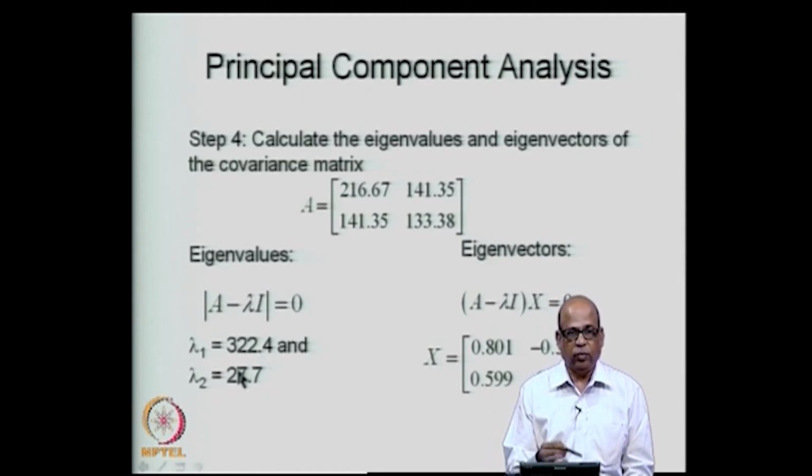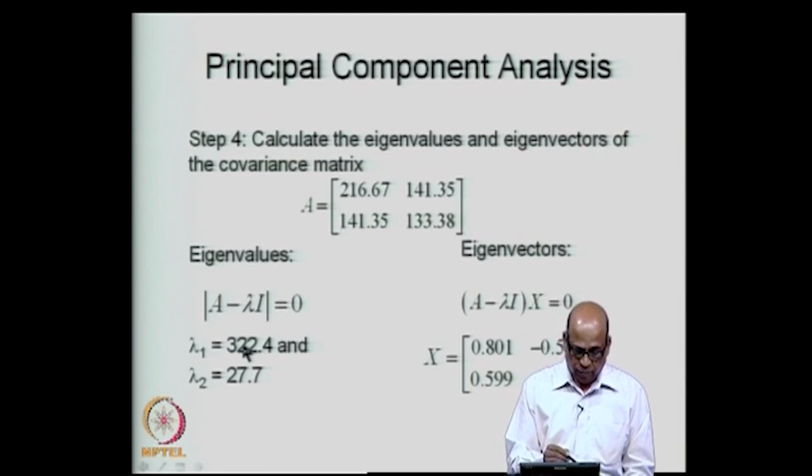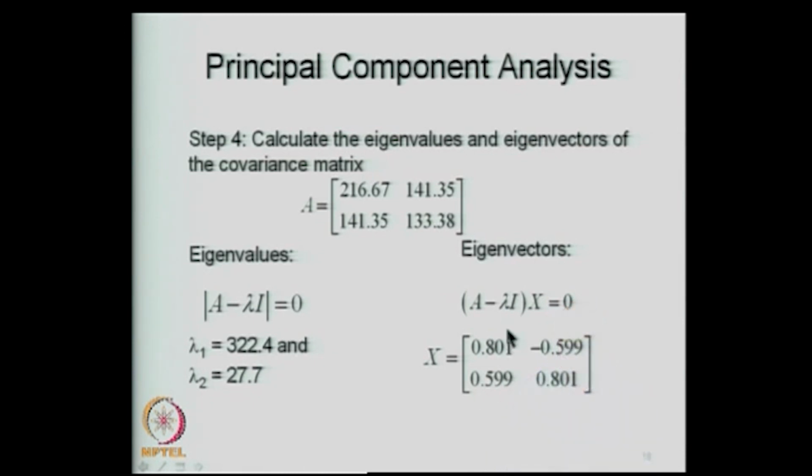One of the lambda values is significantly higher compared to the other lambda value. We will see what is the significance of this, what is the implication of this when we do the regression using the principal components. We use these lambda values, and like I did in the example, corresponding to each of the lambda values you get an eigenvector. So, I will get the matrix of eigenvectors: 0.801, 0.599 is one eigenvector and minus 0.599 and 0.801 is another eigenvector.